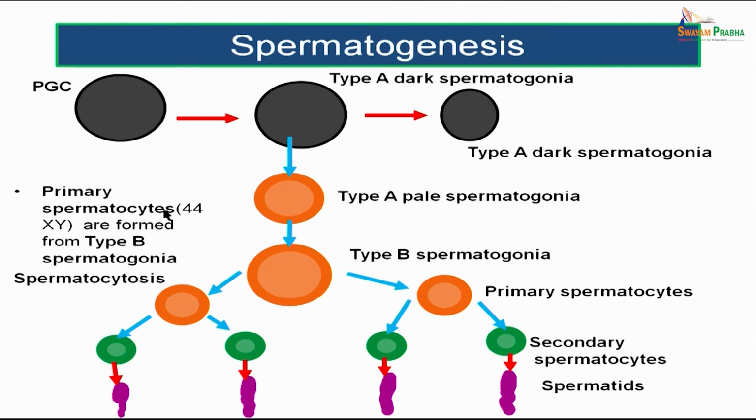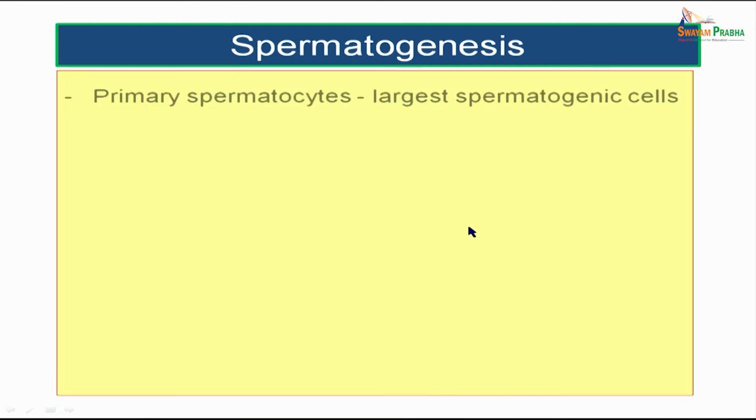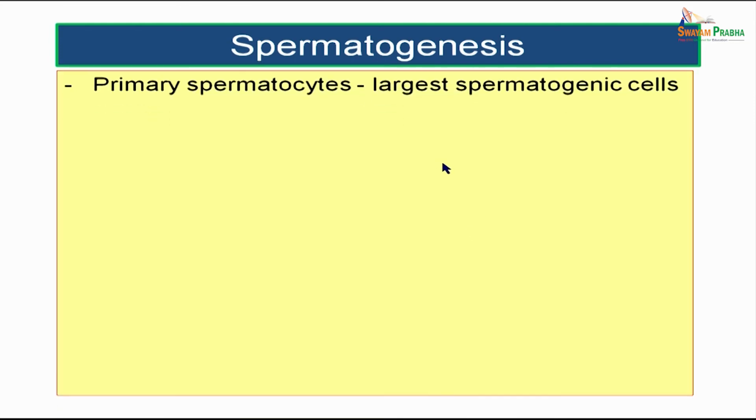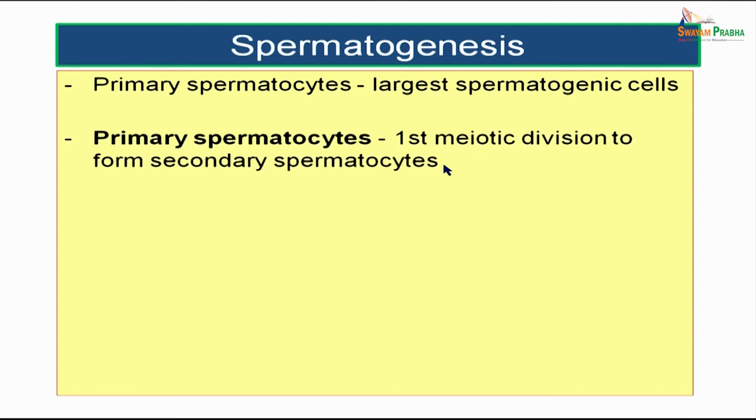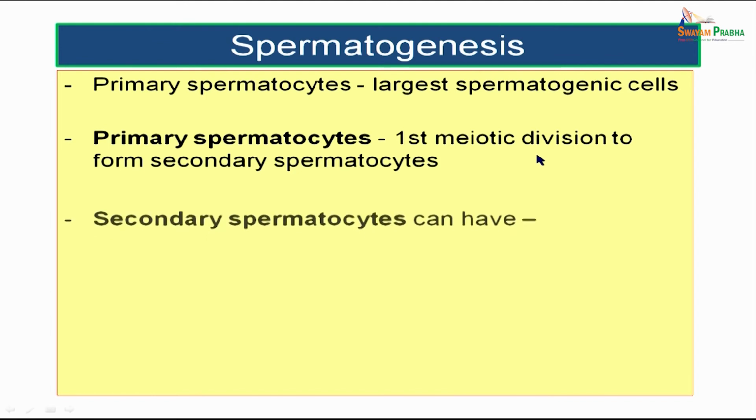You can have a look at the chromosome number as well. Even at the level of primary spermatocytes, we have the diploid number of chromosomes. The primary spermatocytes are said to be the largest spermatogenic cells, and they undergo the first meiotic division to form the secondary spermatocytes.